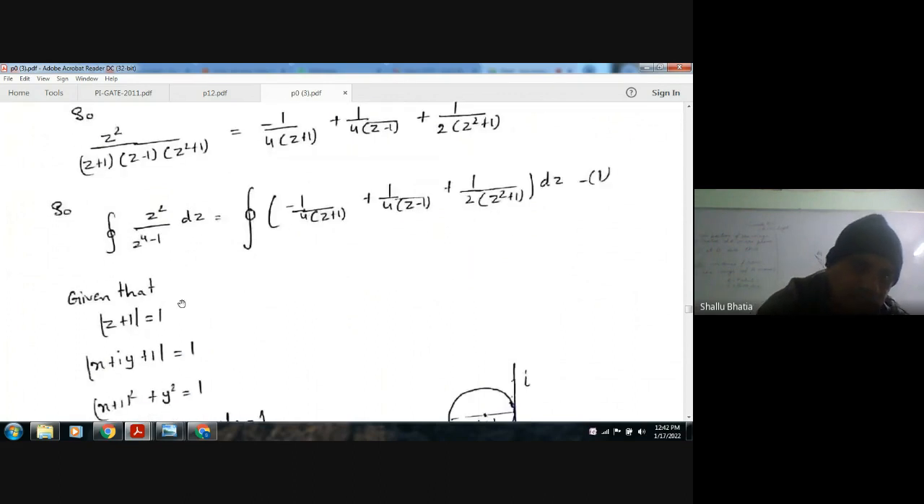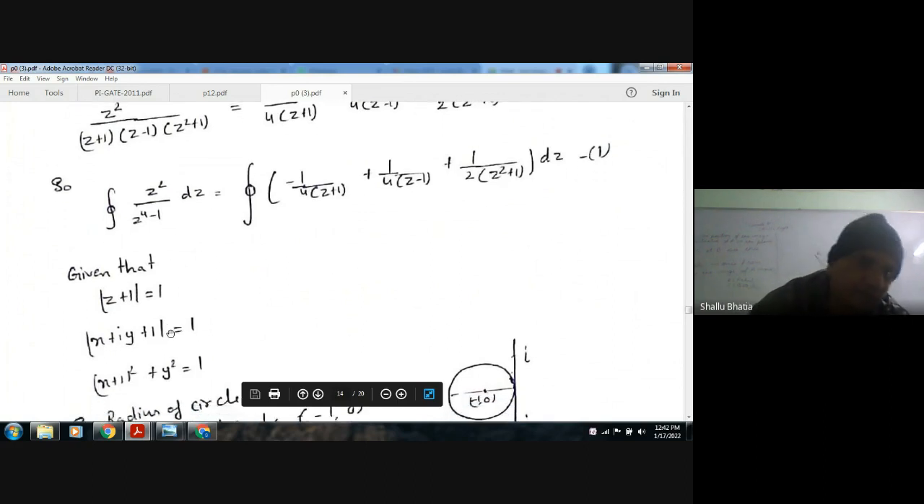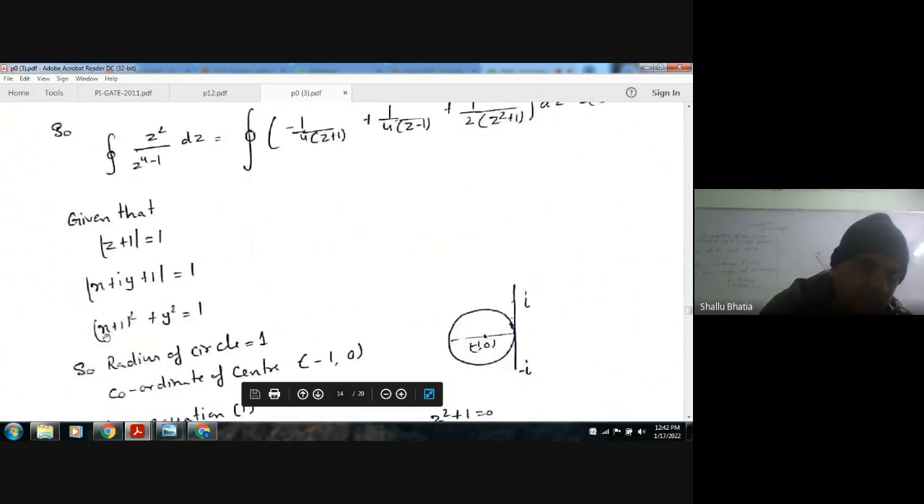Now given that modulus of z plus 1 is 1, and z is x plus iy plus 1, we can write (x plus 1) square plus y square is equal to 1. It means the radius of the circle is 1, and its center is at minus 1 on x and 0 on y. So radius is 1 and center is (minus 1, 0).